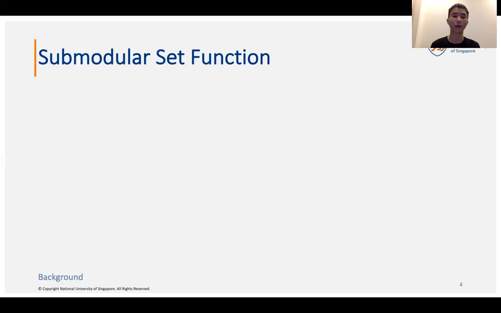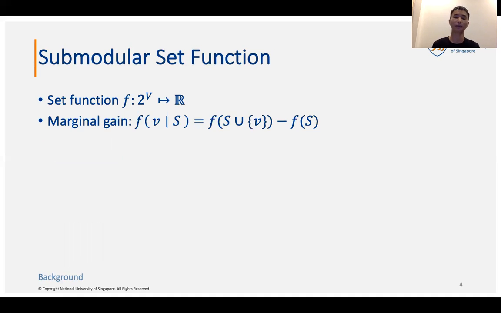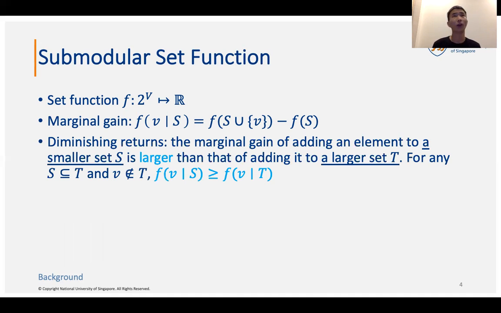A submodular set function maps a set to a real value. We define the marginal gain of an element to a set S as the gain of adding this element to set S. The submodular function just says the marginal gain of adding an element to a smaller set is larger than that of adding it to a larger set. It shows diminishing returns, as in economics or daily life.